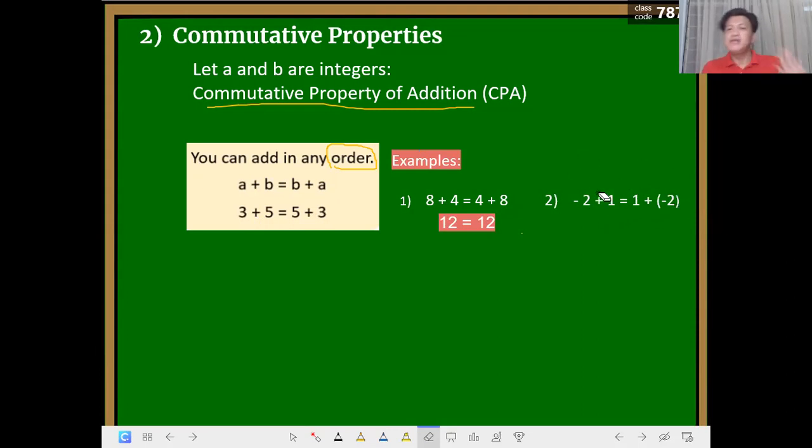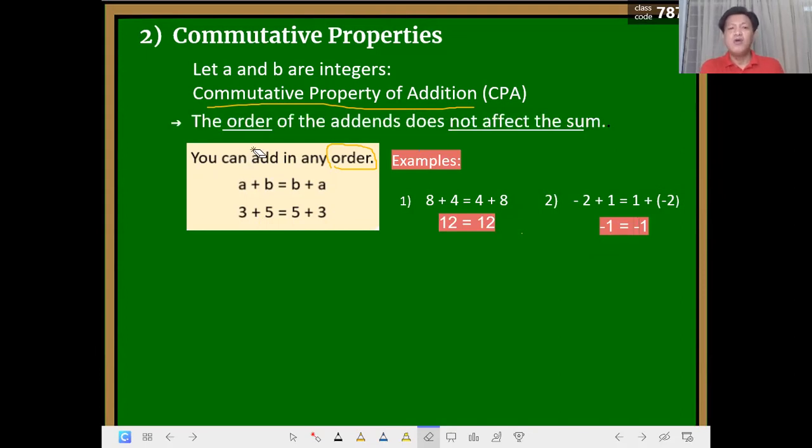Pinagbaliktad lang natin, or pinagpalit natin ng pwesto, or that is the order of the addends sa addition. Kaya pag sinimplify natin yan, negative 1 is equal to negative 1. Now, based on the given examples, we are going to define ano ang ibig sabihin ng salita commutative property of addition. So meaning to say, the order of the addends does not affect the sum. Yun yung ibig sabihin, no?